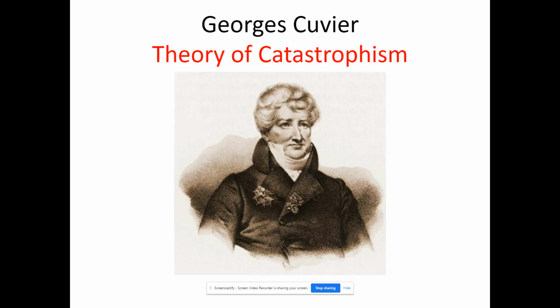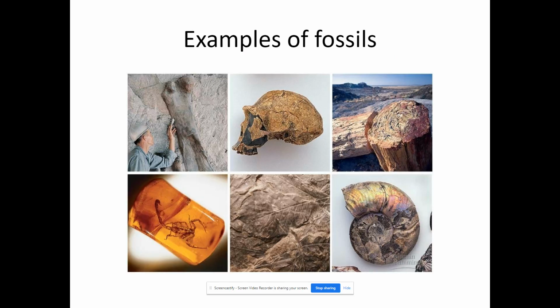The next guy that we'll look at is Georges Cuvier. Cuvier was French. He was a famous paleontologist, and paleontologists, of course, study old things like fossils. And he noticed that fossils were found in, here are some fossils, different kinds of fossils. Normally we associate fossils with bones, but any kind of remnant of the ancient past would be considered a fossil.